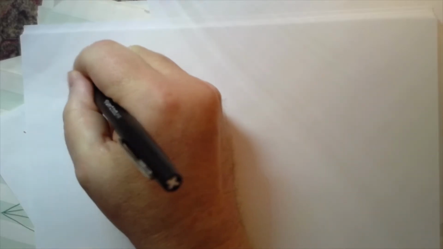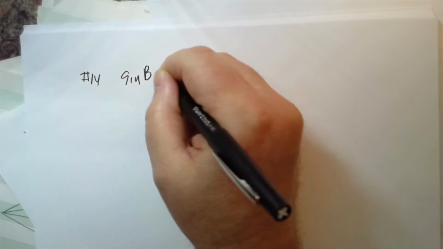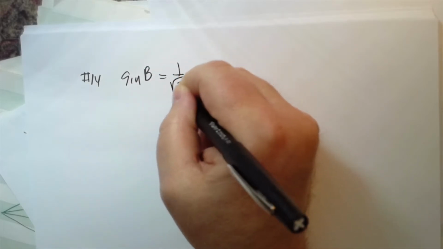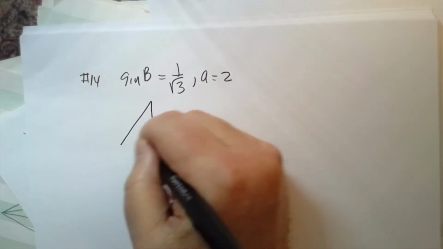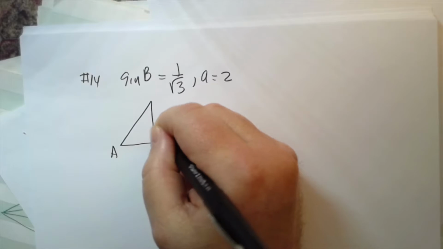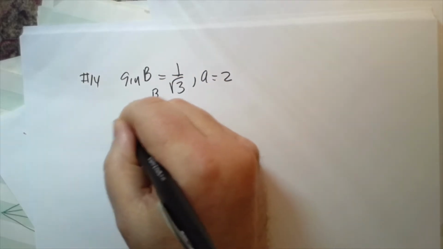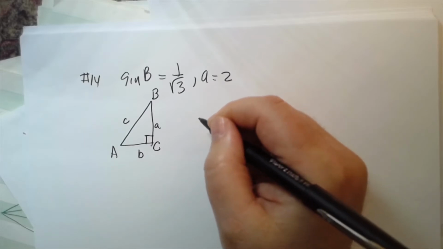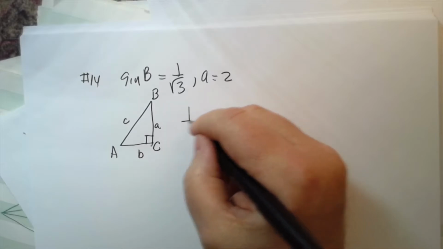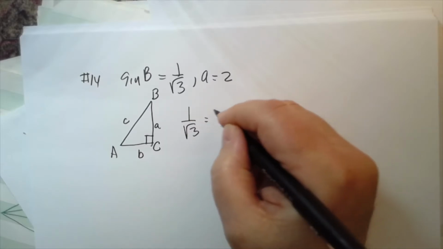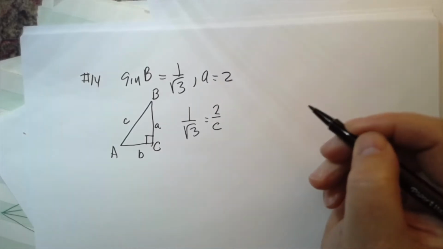Alright, for number 14, they give us sine of B is equal to 1 over the square root of 3, and they give us that a is 2. So again, we have our A, big B, little b, c, and little c. Now this time they give us sine, which is 1 over the square root of 3, or another way is opposite over hypotenuse, so they give us 2 over c like this.